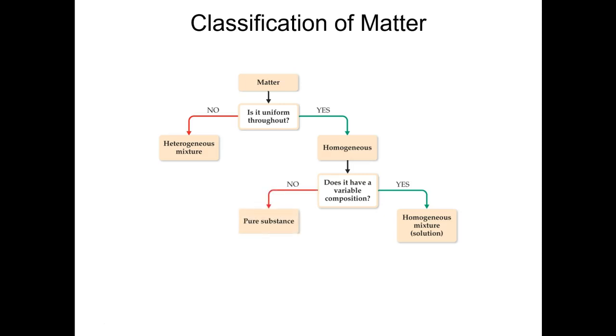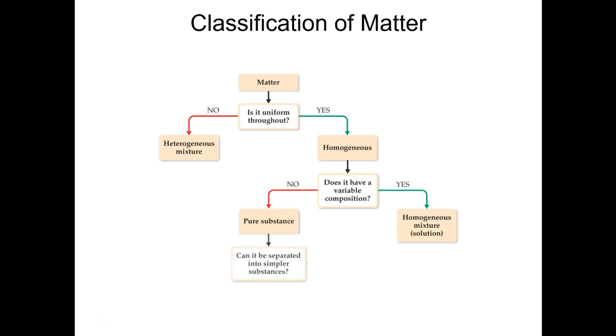The water, by contrast, does not have a variable composition. Any sample of water that I have, assuming that it's pure water, is going to have always the exact same composition. It's going to be made up of molecules that have 2 hydrogen atoms for every 1 oxygen atom, or 89 grams of oxygen for every 11 grams of hydrogen. It's always going to have the same composition. And so the sweet tea is a homogeneous mixture. The water is a pure substance.